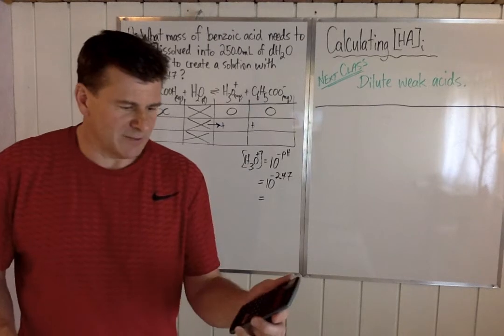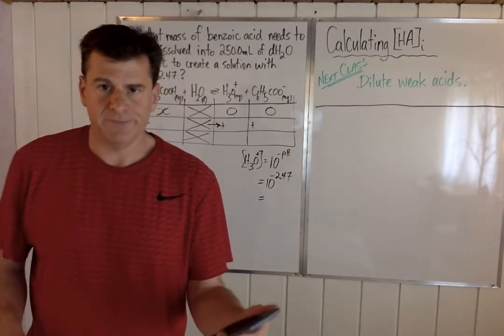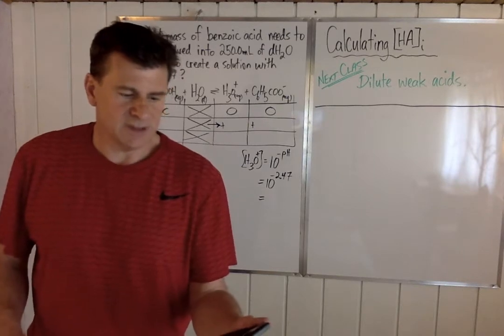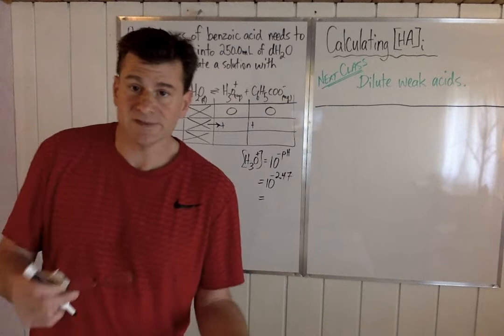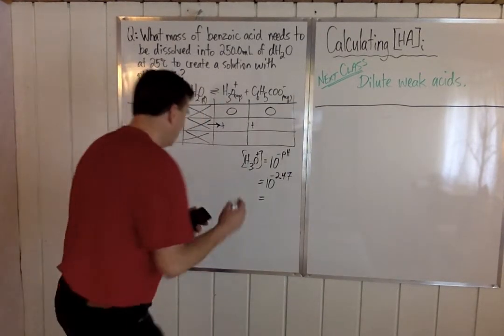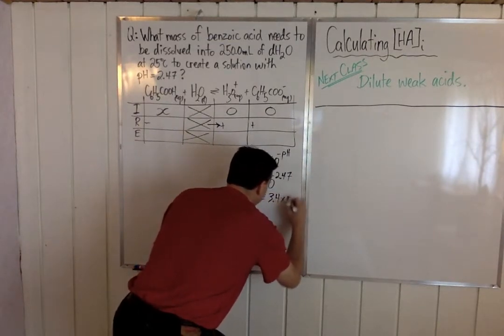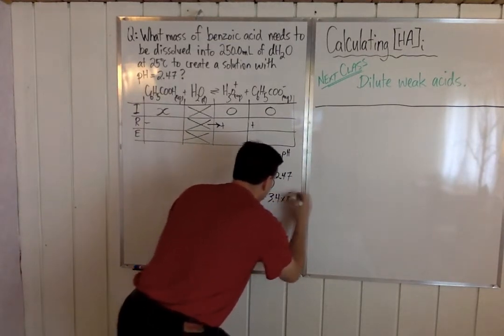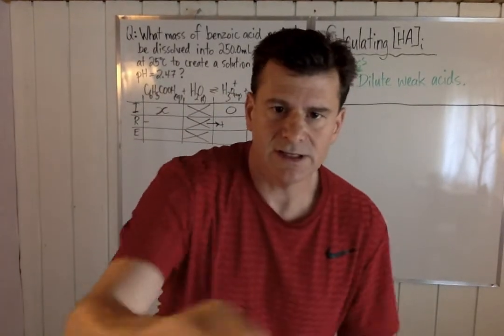So I have on my calculator 3.388 times 10 to the negative 3. So it's either staying as a 3 or going up to a 4. Since there's an 8 to the right of it, I get a 4. So 3.4 times 10 to the negative 3.